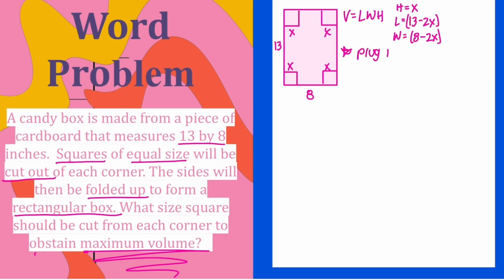Now that we've got that all figured out, we're going to plug it into the volume formula that we have. Volume is going to equal x times the length, which is 13 minus 2x, times the width, which is 8 minus 2x. We're going to multiply the x throughout, and we're going to simplify it.